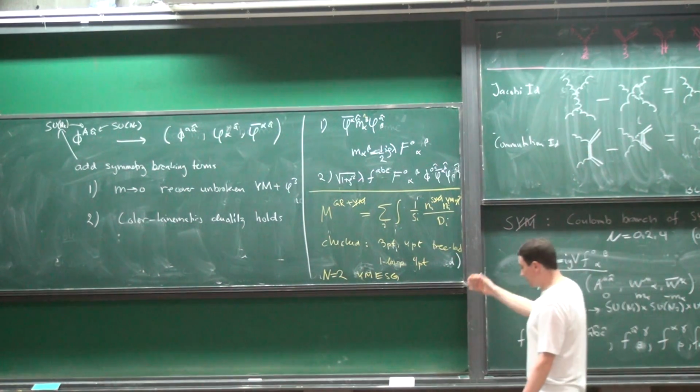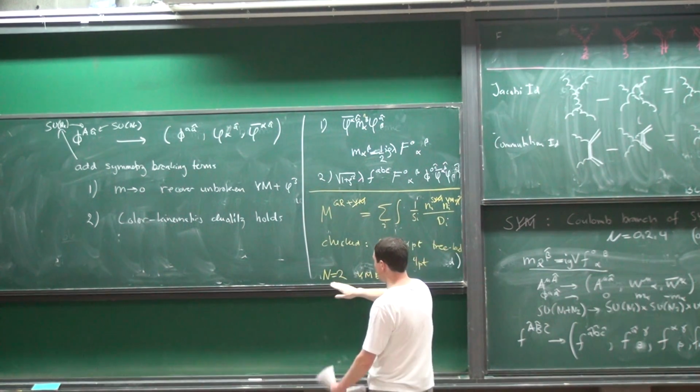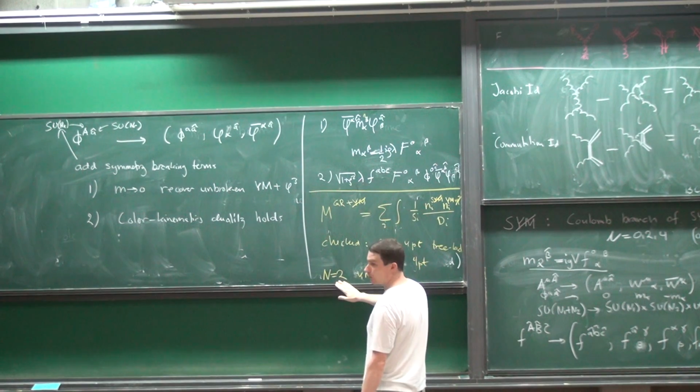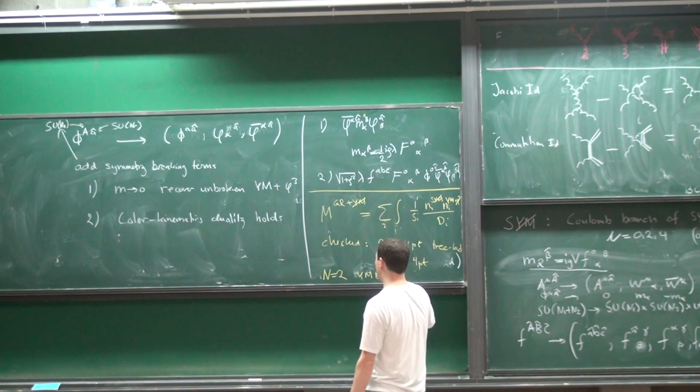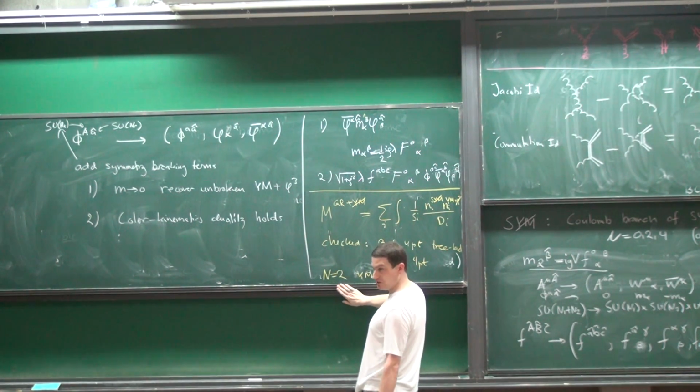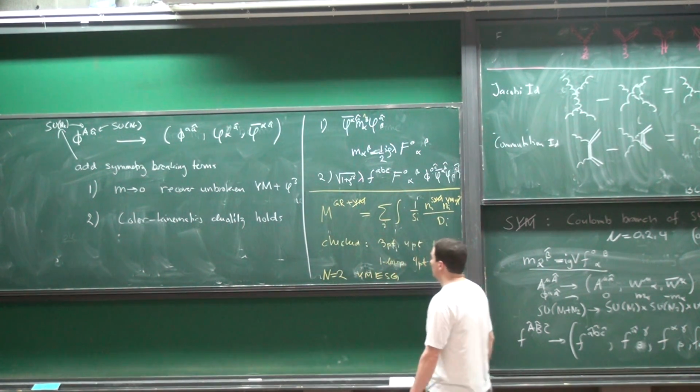But this story is more general. As I said, this applies also to n equals 4 and to n equals 0. Although I should say that n equals 4 is, as far as we know, spontaneously broken Yang-Mills-Einstein supergravity. Yang-Mills-Einstein supergravity with n equals 4 has not been written down anywhere in the literature.